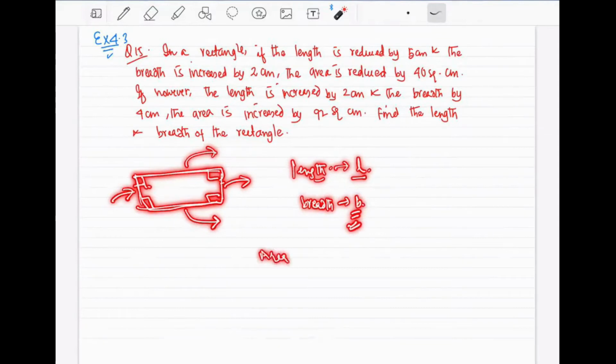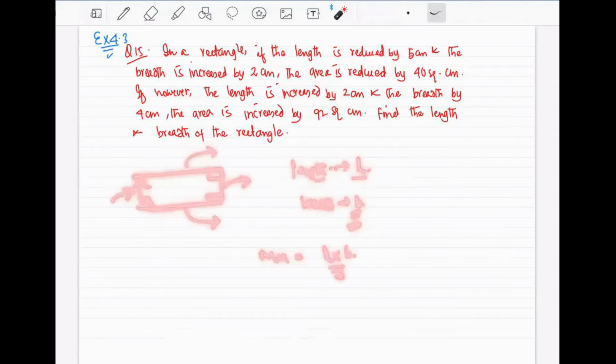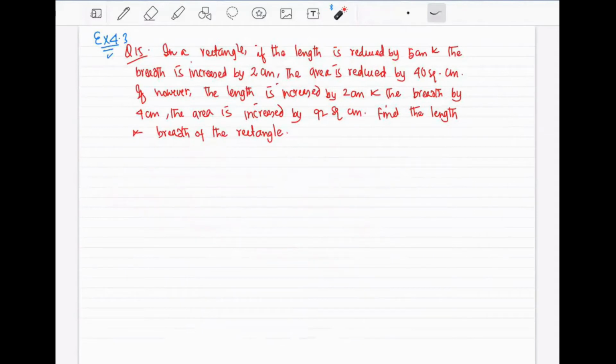What about the area? The area will be length into breadth. You remember this, right, from the lower classes? Simple ones. Okay, you know that the area of a rectangle is length into breadth. The entire question will be based on the concept of area of a rectangle. Okay. So let's see the question. What is it giving? What's the condition given here? What did the question want us to do?